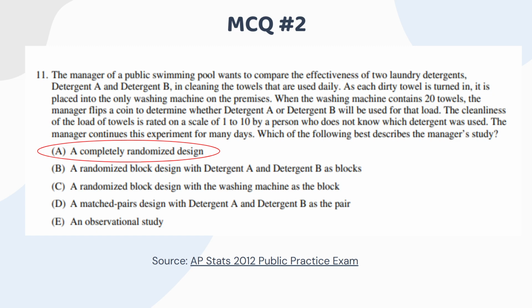Therefore, that leaves just A. It is a completely randomized design. B is wrong, C, D, E, we've made that very clear. It's answer A. Did that make sense?